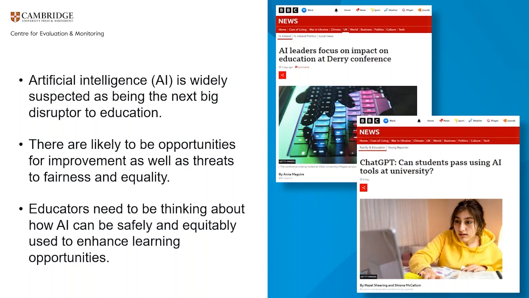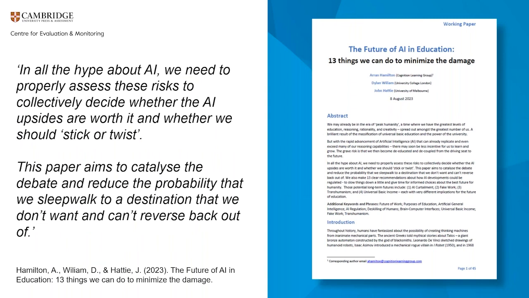And then the paper I'd like to point out is this one, which comes from just last month, August. A couple of big names on this, in particular Dylan Wiliam and John Hattie, who are well known in the assessment world. They've been looking together with Aaron Hamilton to think about the future of AI in education. It's an interesting title: 13 things we can do to minimize the damage. So it's slightly pessimistic.